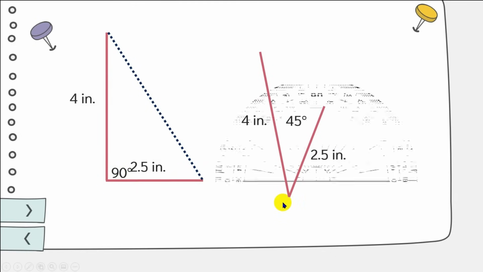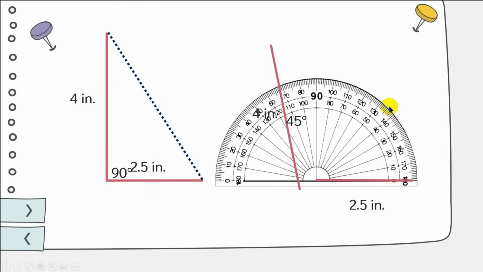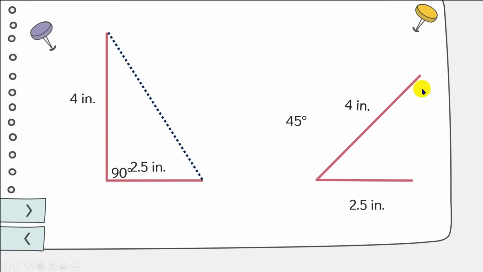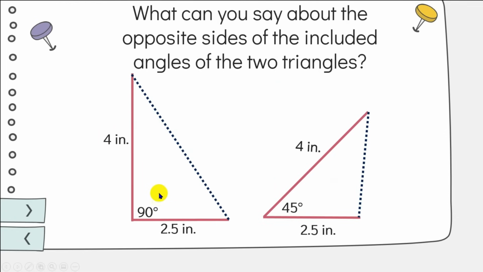For the second triangle, yung 2.5 po ulit gamitin natin initial side. Lagyan natin siya sa 0, but the terminal side will be now at 45 degrees. Ayan siya. Now, let's draw the third side of this triangle and the angle opposite to this third side is 45 degrees only. Now, the question is, what can you say about the opposite sides of the included angles of the two triangles? Ano daw masasabi nyo dito sa opposite sides noong included angle na last natin na dinraw, okay? So, yung opposite side nung 90 degrees ay mas mahaba kaysa sa opposite side ng 45 degrees.